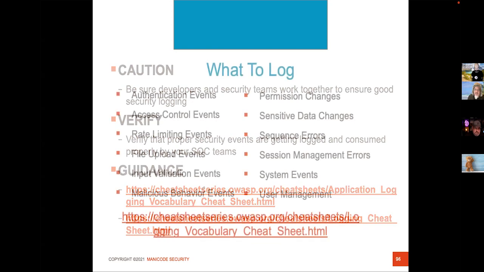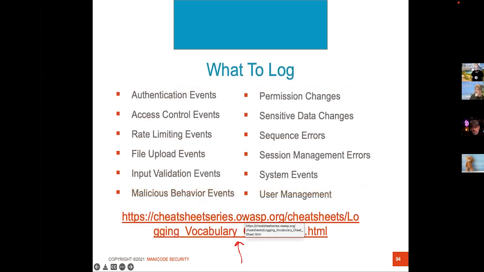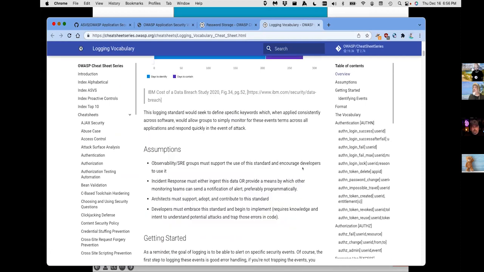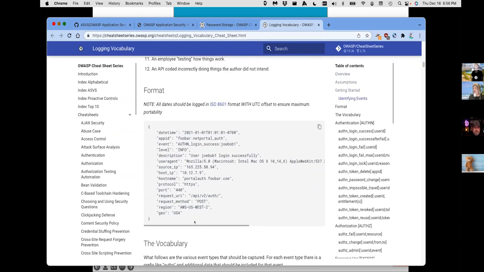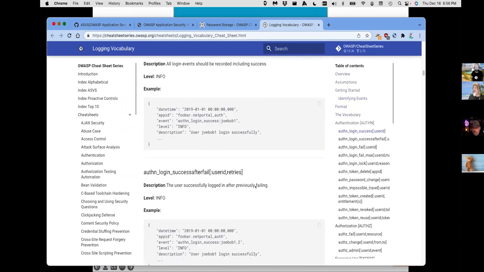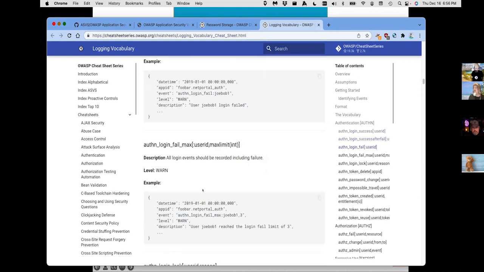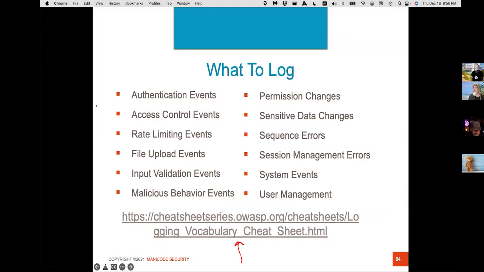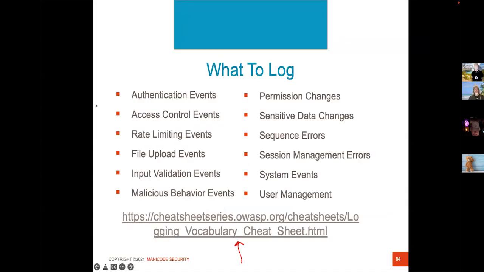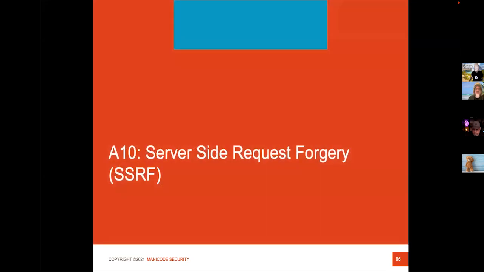Oh, Dana, I agree. Wait till you see how beautiful this is. This cheat sheet says, look, here's a standard core for all logging events, and now log authentication login success, login success after fail, login fail, and 100 other actions that the operation teams are looking for. Last but not least, we got server-side request forgery.